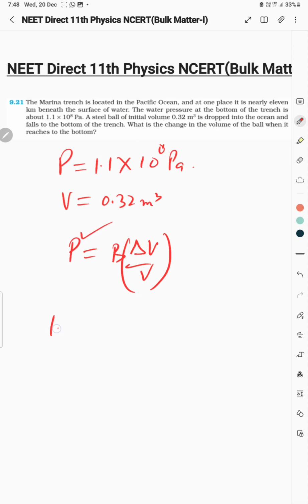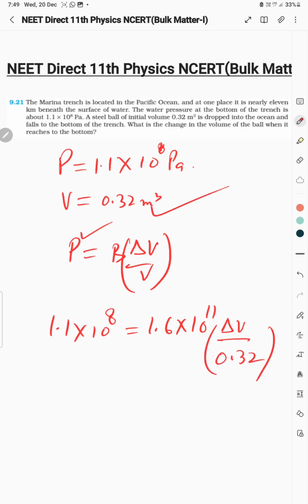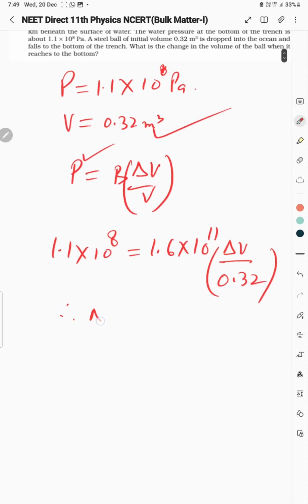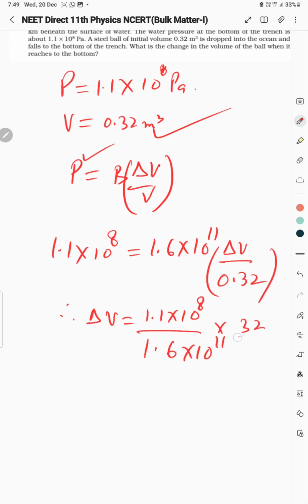Now let's start making the substitutions. P value is 1.1 10 power 8. This is B, the bulk modulus. Bulk modulus of steel, as we know, is 1.6 10 power 11 pascals. Delta V we are supposed to find, and what's the volume? 0.32, as you can see from here. Therefore, delta V is equal to 1.1 10 power 8 divided by 1.6 10 power 11 into 32 by 100.